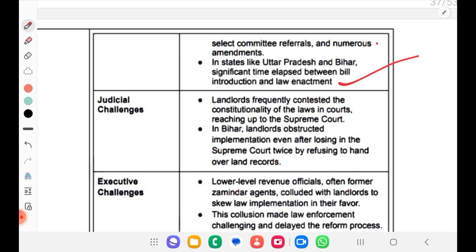Judicial challenges also were there. Landlords frequently contested the constitutionality of the laws in court, reaching up to the Supreme Court. In Bihar, landlords obstructed implementation even after losing in the Supreme Court twice by refusing to hand over land records. So even there were judicial challenges.